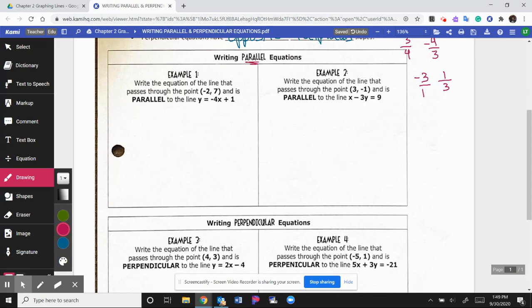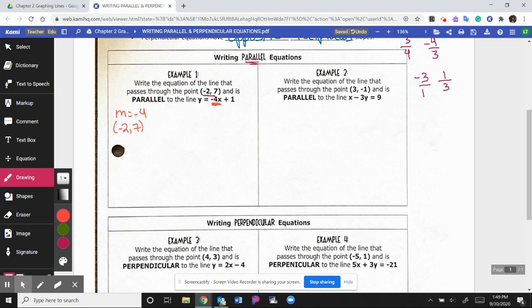All right, so if we look here at our first section, we are talking about writing parallel equations. Write the equation of the line that passes through the point (-2, 7), and it's parallel to y = -4x + 1. The only thing we are concerned about in this given equation is the slope. The slope here is -4. So it's giving me a slope of -4, and then it's giving me a point of (-2, 7).